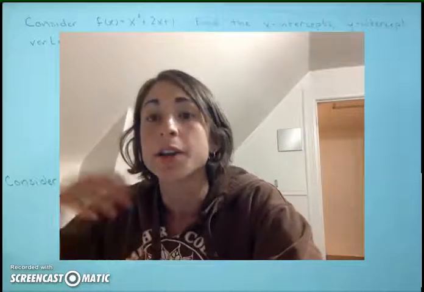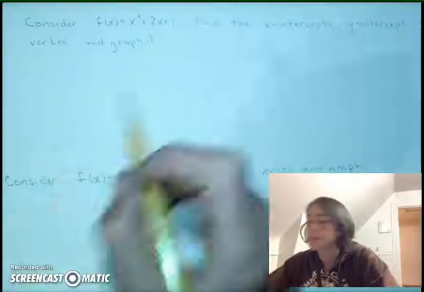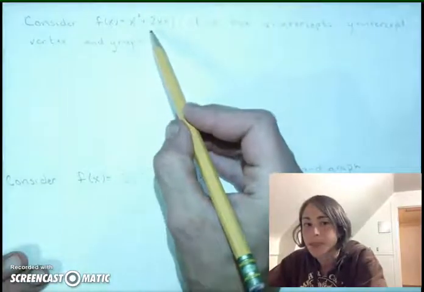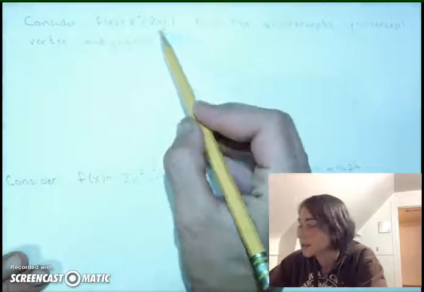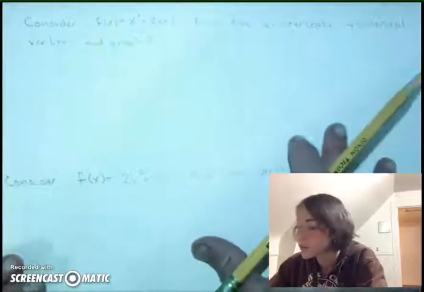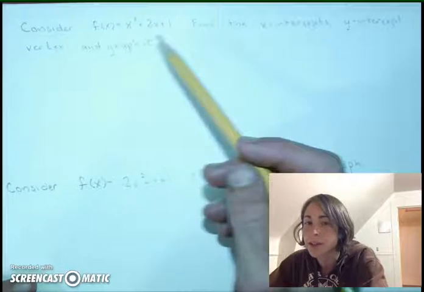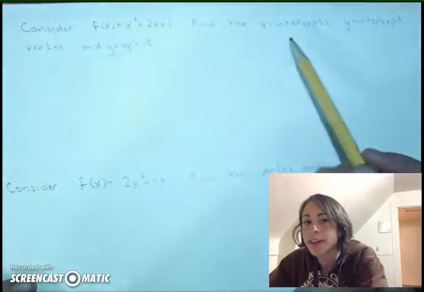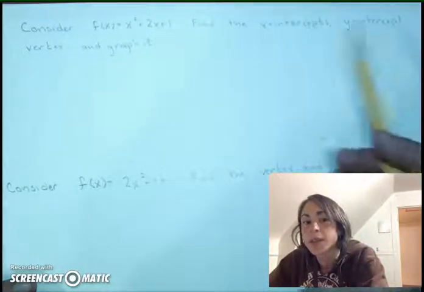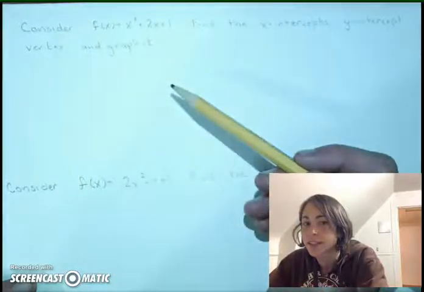Hi everyone! As promised, in this video I'm going to show you how you can use your knowledge of the vertex and of intercepts to graph parabolas. So our first example is to look at this function. It's definitely a quadratic polynomial. It's degree 2, so we know it looks like a parabola. It comes from the parent function x squared. And our goal is to find the x-intercepts, y-intercept, vertex, and graph it.